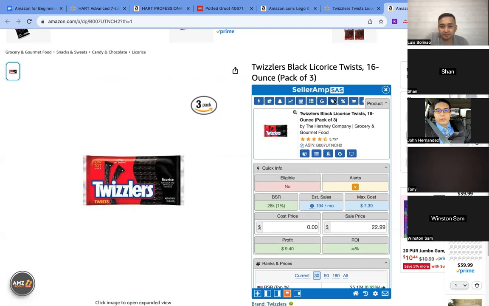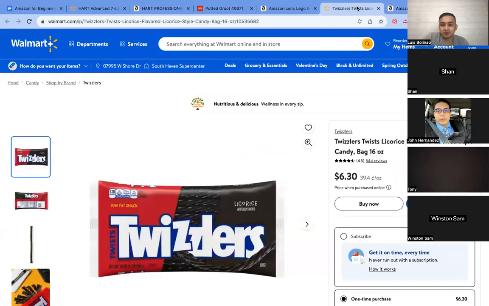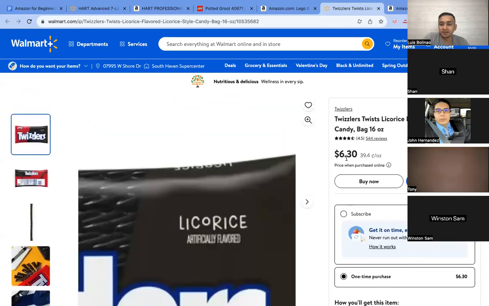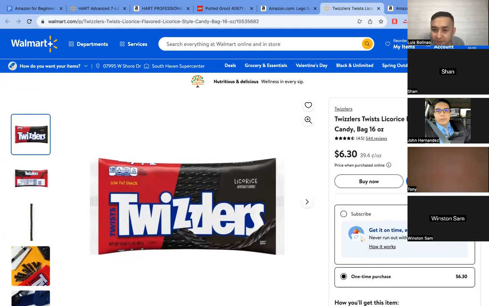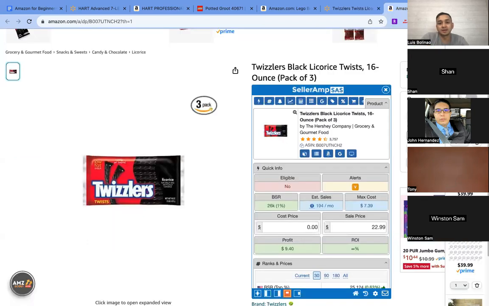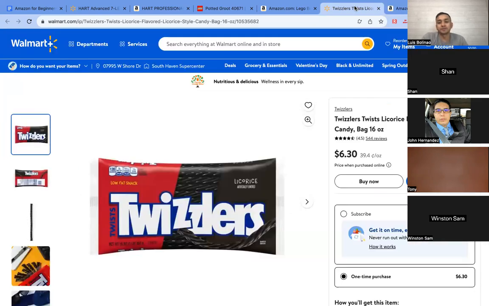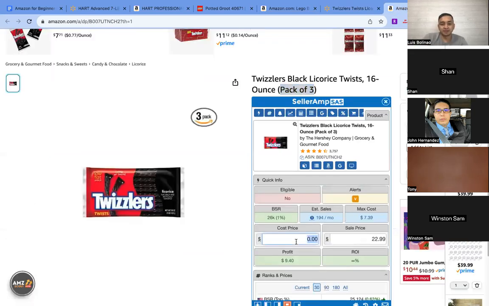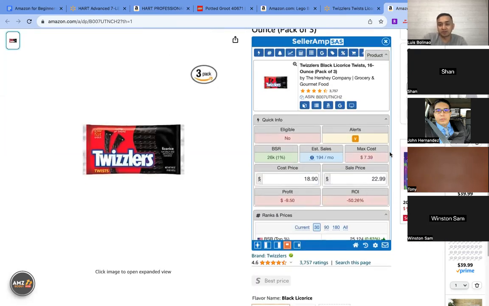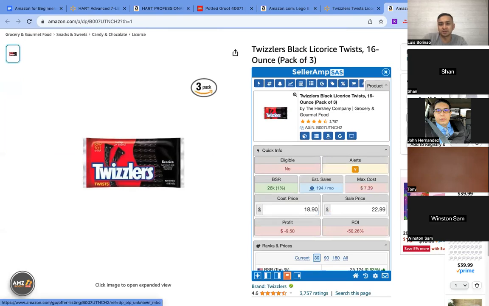All right. Next product. What is this? Candy. So Twizzlers candy bag. This one is about $6.30 per piece, and here on Amazon it's a pack of 3. So now we take $6.30 times 3, which is about $18.90. Here under cost on the Seller Amp, we plug in $18.90. And then we get the sale price on Amazon, which is I think $23.